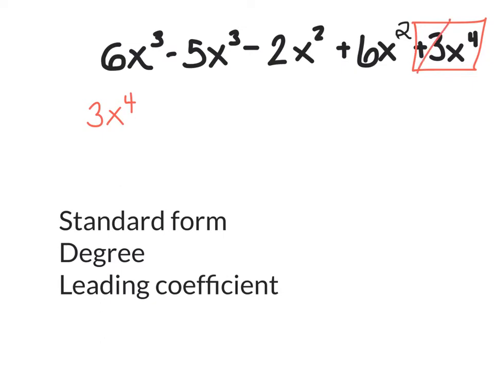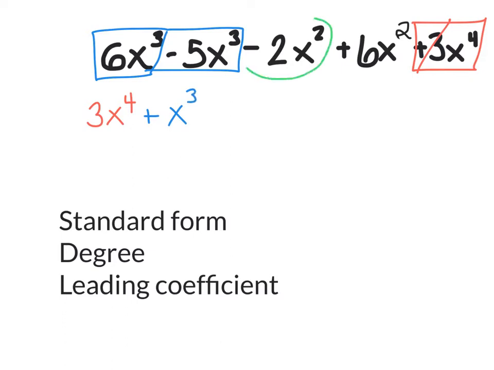Now I'm going to look for anything to the third power. I have several. 6x cubed minus 5x cubed is positive 1x cubed. So I put plus x to the third, and then I go to the squareds. I have minus 2x squared plus 6x squared is positive 4x squared. Here it is in standard form. The degree is 4 because it's our highest exponent after it's been simplified, and our leading coefficient is now 3.